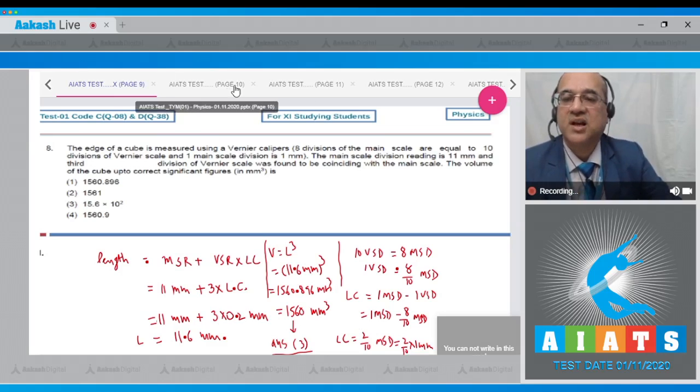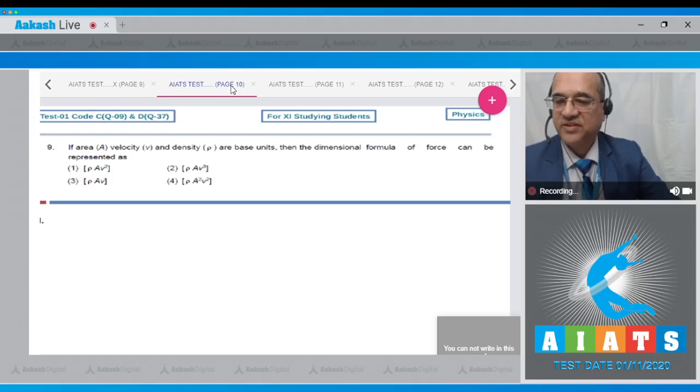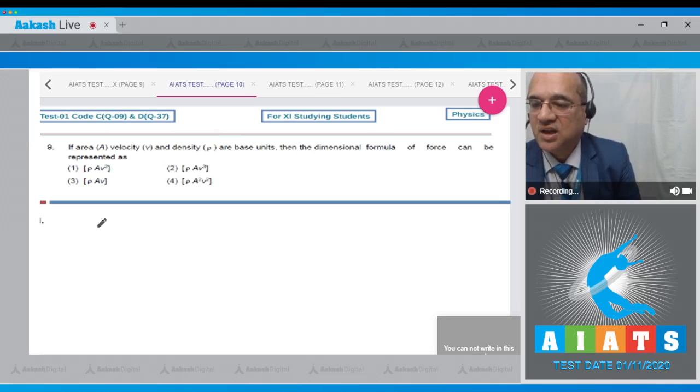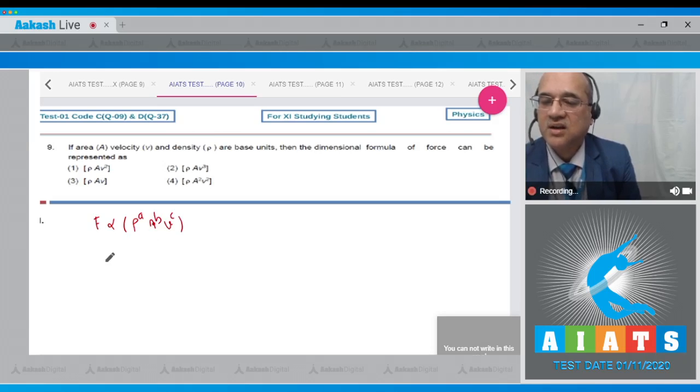So let's move to the next problem, question number 9. If area, velocity and density are the base units, then the dimensional formula for the force can be represented as, these are four options. You have to find the relationship of the force with these three base quantities, and the relation is F is proportional to rho power A, area power B, and V power C you are taking, right? So F is equal to a constant, rho power A, area power B, and velocity power C.